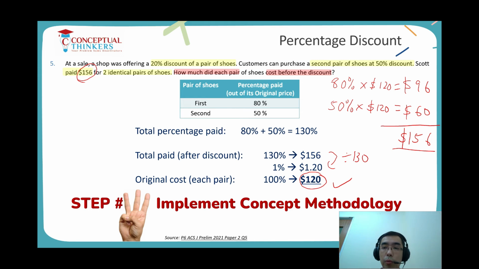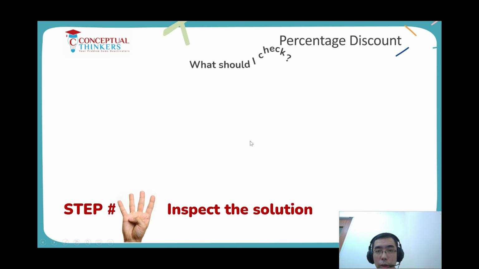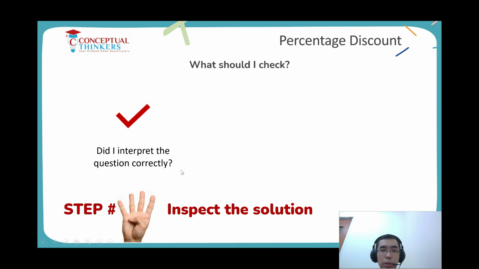So this is one way that you can do inspection, which is a checking of your answer, whether it is making sense with the information that you get from the question. Not only that, when we do our inspection, you also need to check whether you interpreted the question correctly. So look at the question again, don't just look at your steps only.